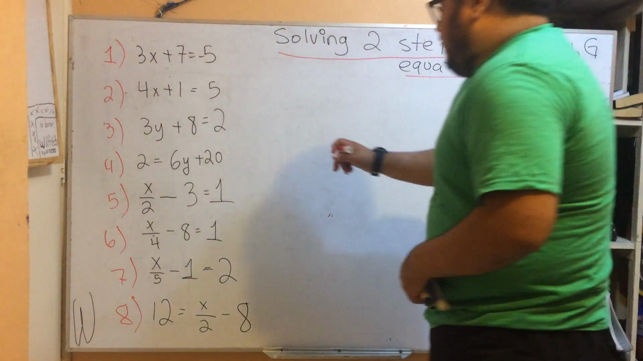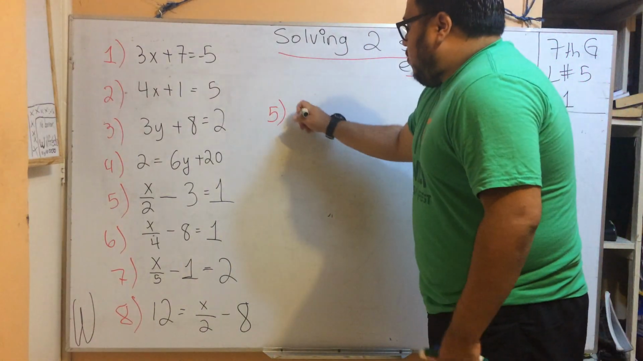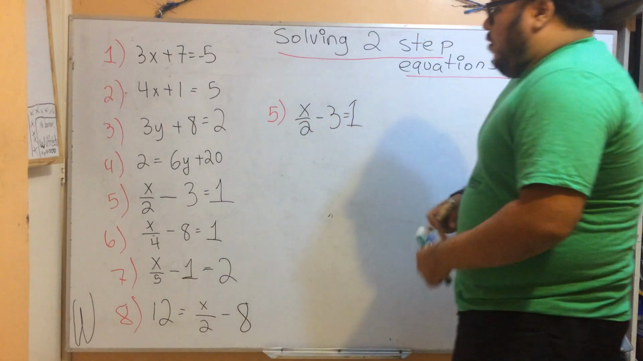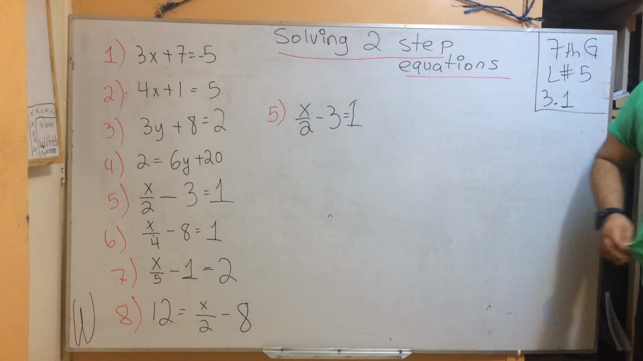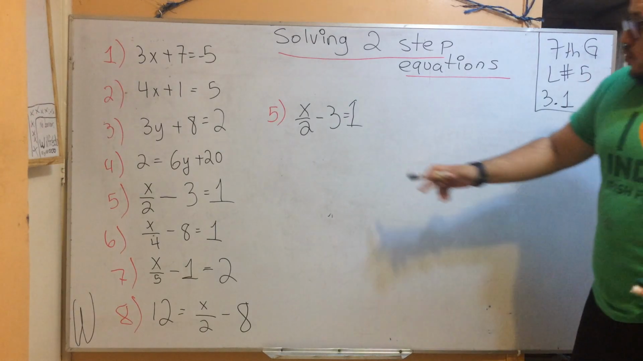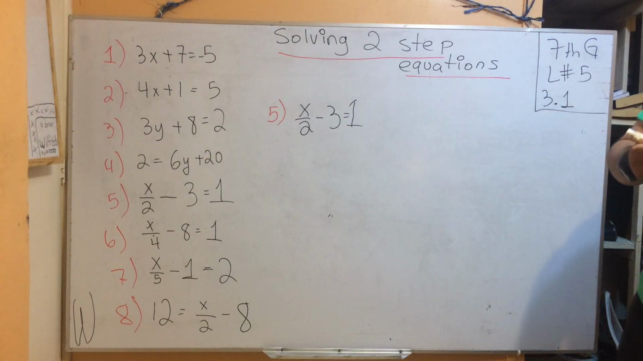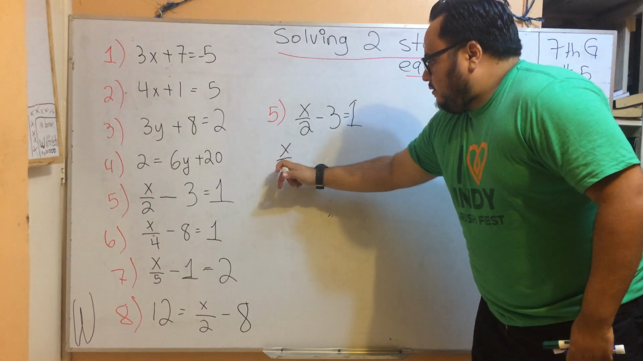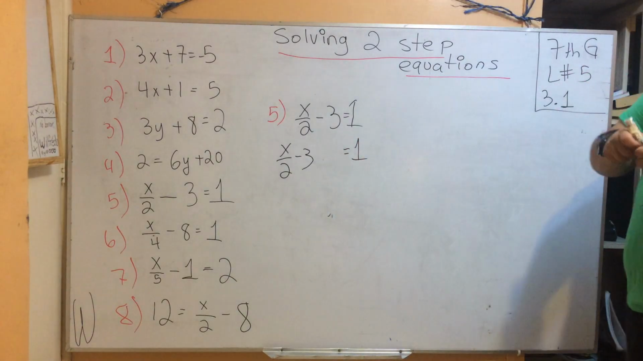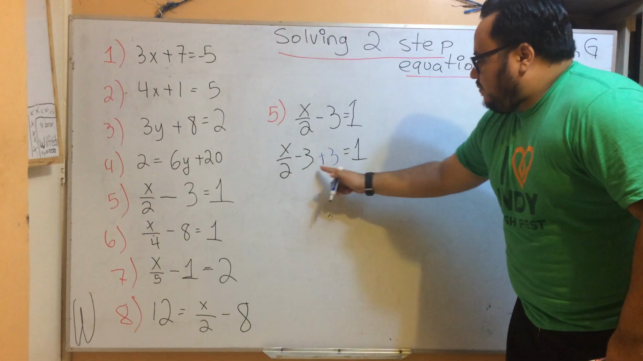Let's work on number 5. Now number 5 seems a little different, because now we have x divided by 2 minus 3 equals 1. So, let's work on either subtraction or addition first. Here we have a minus 3, so we have to add something so that we can eliminate that number. So we have x divided by 2 minus 3. Let's leave some space, and we will add 3, so this becomes 0.